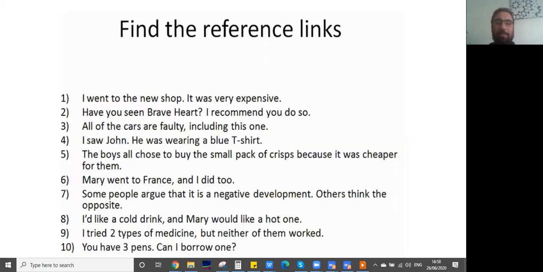Number 9: I tried 2 types of medicine, but neither of them worked. So what's the word that we're using for substitution? Yes, both. Thank you, Manpreet. So we have neither and we have them. Both of them are referring to the 2 types of medicine.